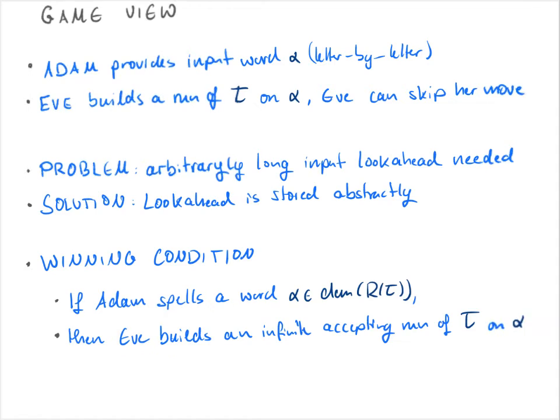Okay, then for the winning condition, the relation can have a partial domain, and the computable function we want to synthesize should have the same domain as the given relation. So for the game, we only care what Eve does whenever Adam spells a word which is part of the specification domain. And if Adam spells a word which is part of the specification domain, then it is Eve's goal to build an infinite accepting run of the transducer on this given input word. And this means that Eve cannot use her skip move indefinitely. She must continue building the run from time to time. And this captures the property that the function we obtain is computable.